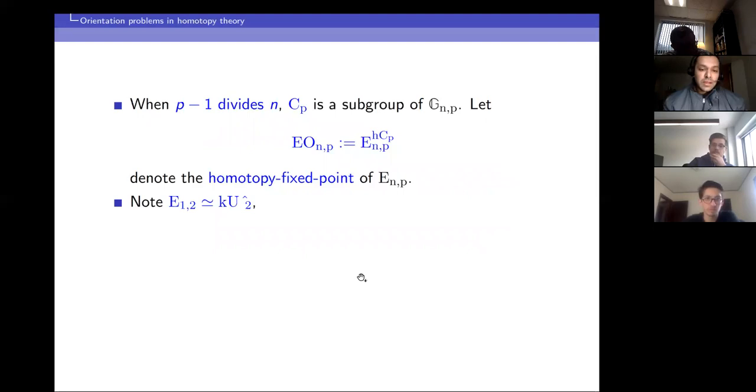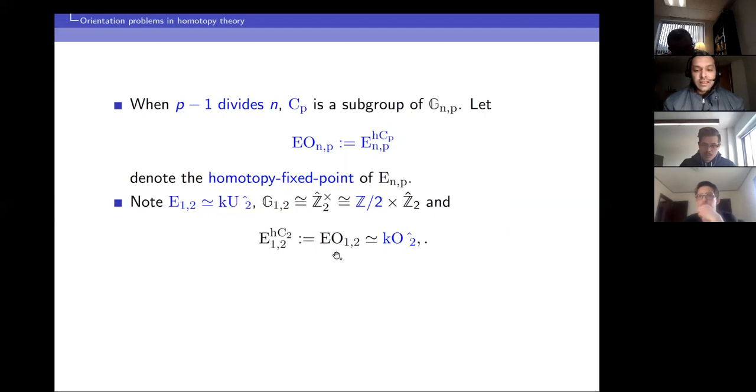This is, when you consider the case of height 1 and prime 2, you get the complex K theory, at least 2-completed. And in this case, the Morava stabilizer group is the units of the 2-adic integers. And you can see the cyclic group appearing here, Z mod 2. And if you take the homotopy fixed points with respect to that, you end up getting the real K theory that we all know and love.